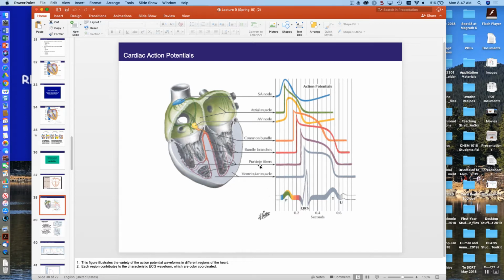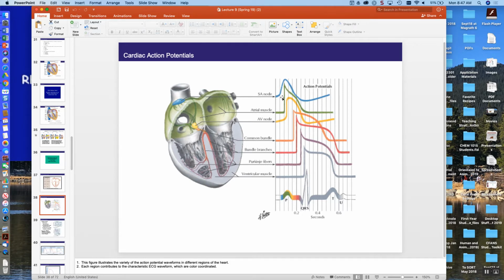So you can see this is all color coordinated. This is actually called a Netter diagram. It cost me, when I first started teaching, $100 for this one slide, but it was well worth it. I've been using it for about 12 years now. So what you have here is each one of these action potentials occurs in different parts of the heart. And you can see it's all color coordinated. So if we're talking about the SA node, then this is what the action potential looks like in the SA node.